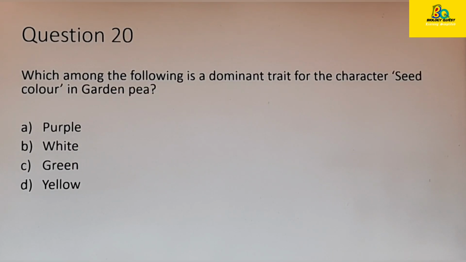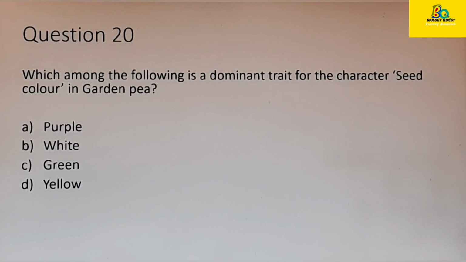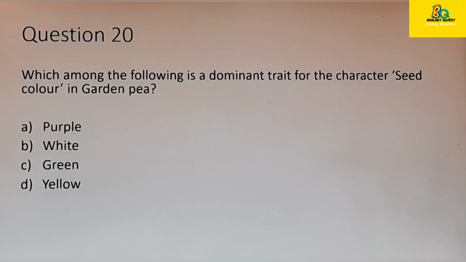Next question. Question 20. Which among the following is a dominant trait for the character seed color? We know Mendel selected 7 different characters. Do you remember which are the 7 characters that Mendel studied in garden pea? They are flower color, seed shape, pod color, pod shape, flower position, and the height of the plant. You should be familiar with all the 7 characters along with their dominant and recessive traits.